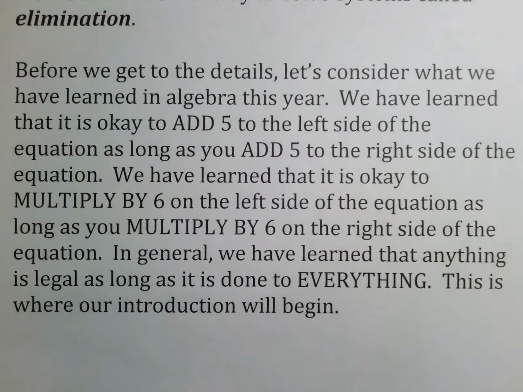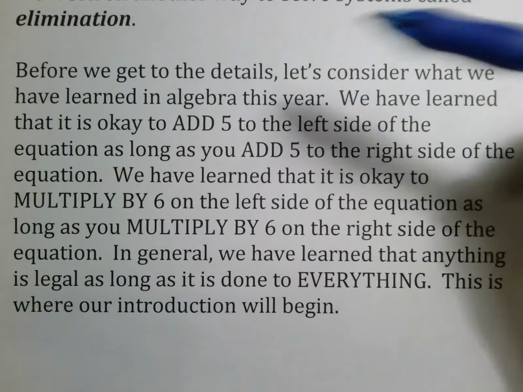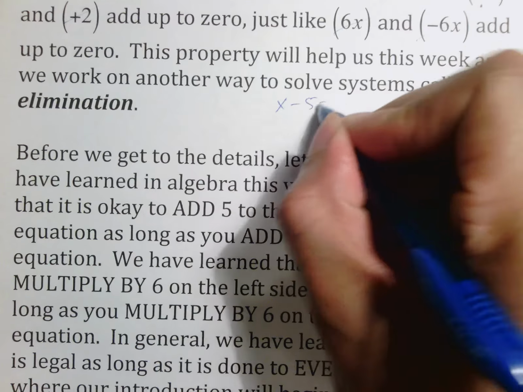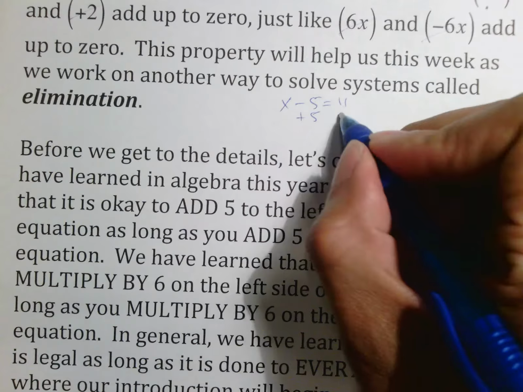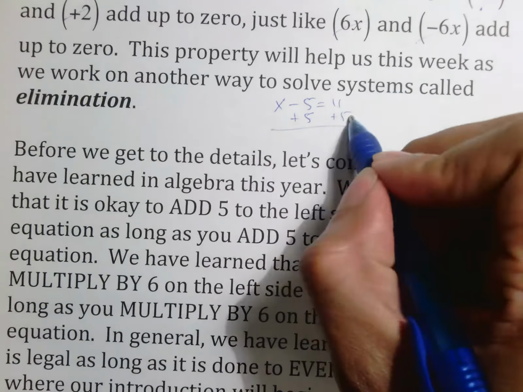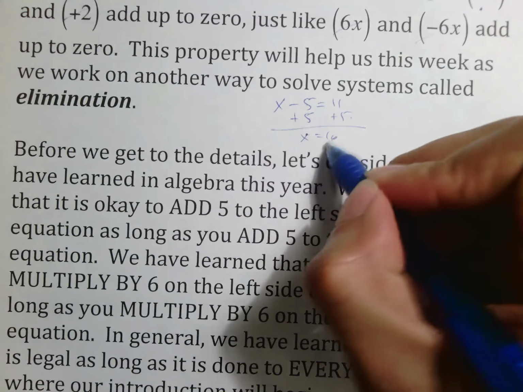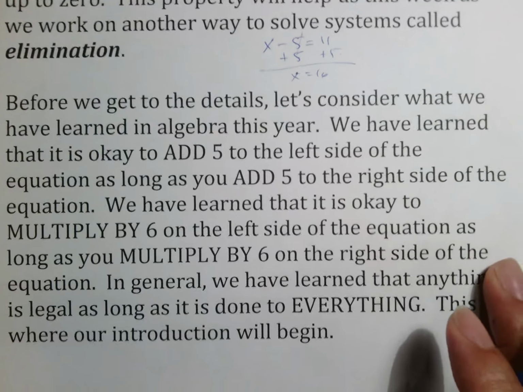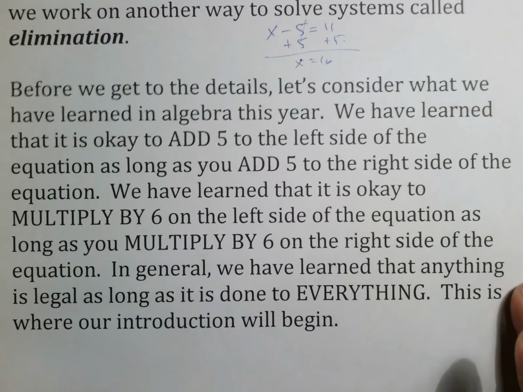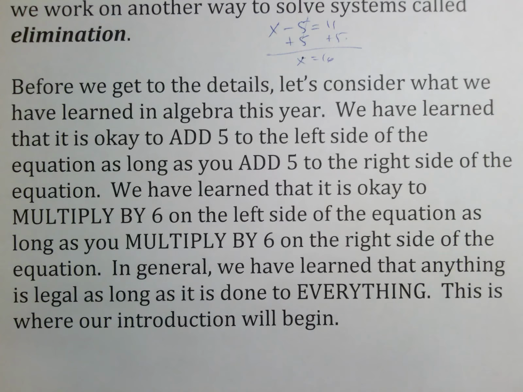But before we get to the details, let's consider what we've learned in algebra so far this year. We've learned that it's okay to add 5 to the left as long as you add 5 to the right. Think about how we used to solve equations. We had x minus 5 equals 11, and the way we did that was we added a 5 to the right, but as long as we added 5 to the left, then it was legitimate. That was balanced. This canceled out, giving us x equals 16. We've learned that it's okay to multiply by 6 on the left as long as you multiply by 6 on the right. In general, everything is legal as long as it's done evenly, as long as it's done to everything. So this is where our introduction will begin.